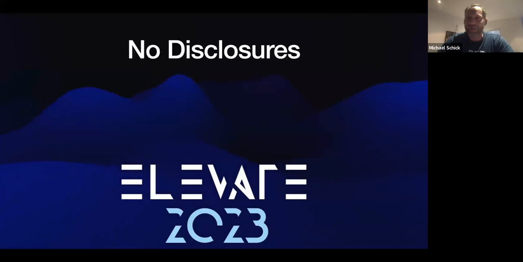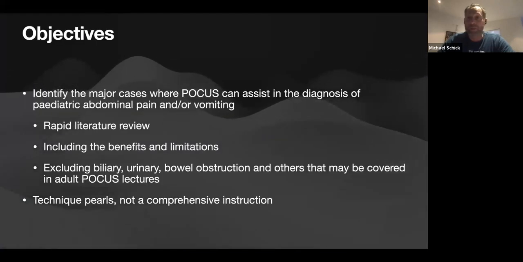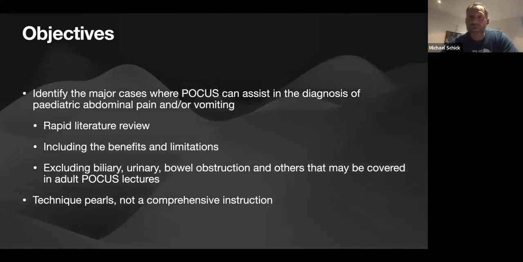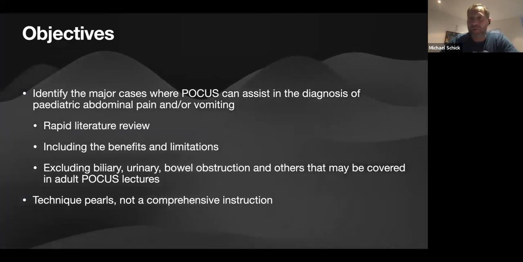I don't have any disclosures to make. And the objectives of this talk are really to talk about the major cases where point of care ultrasound is very useful in the diagnosis of the pediatric abdomen and or the vomiting child.